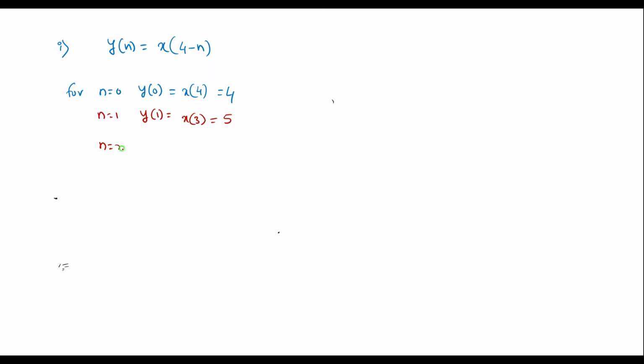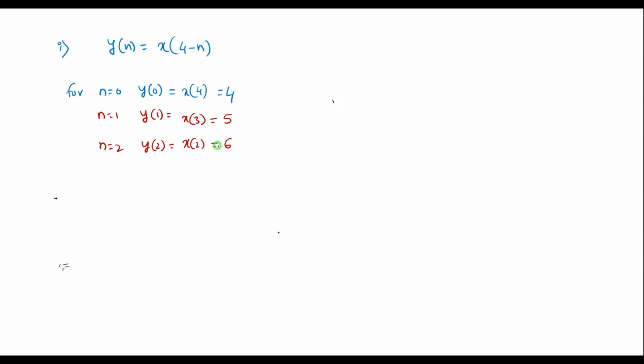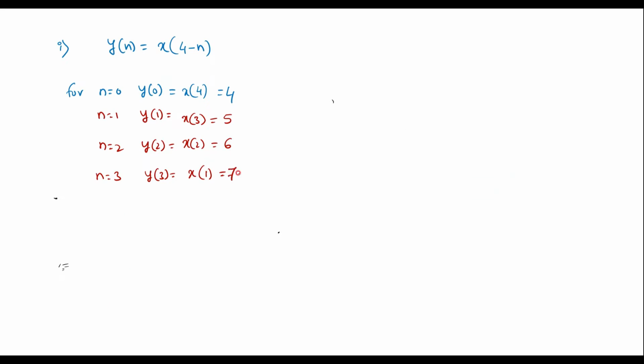Similarly, for n is equal to 2, we have y of 2 is equal to x of 4 minus 2, which is x of 2. So x of 2 here is 6. So this is 6. Similarly, for n is equal to 3, we have y of 3 is equal to x of 4 minus 3 is 1, that is x of 1. So x of 1 is nothing but 7. So therefore I can write it as 7.